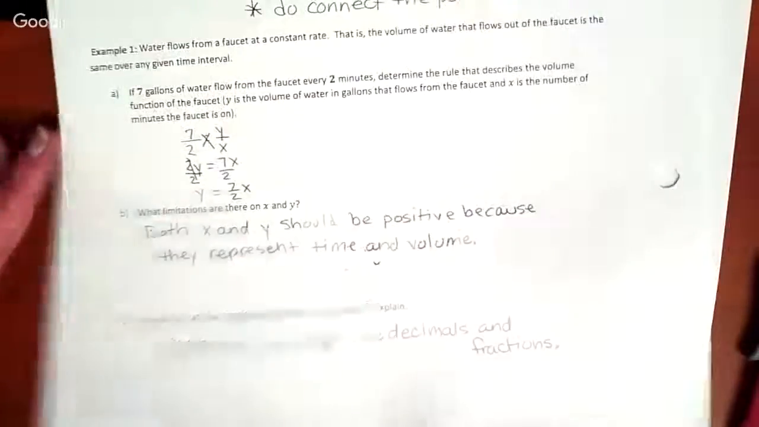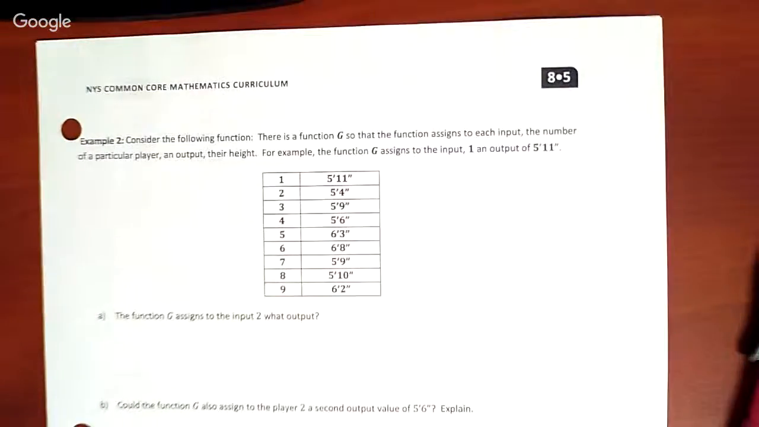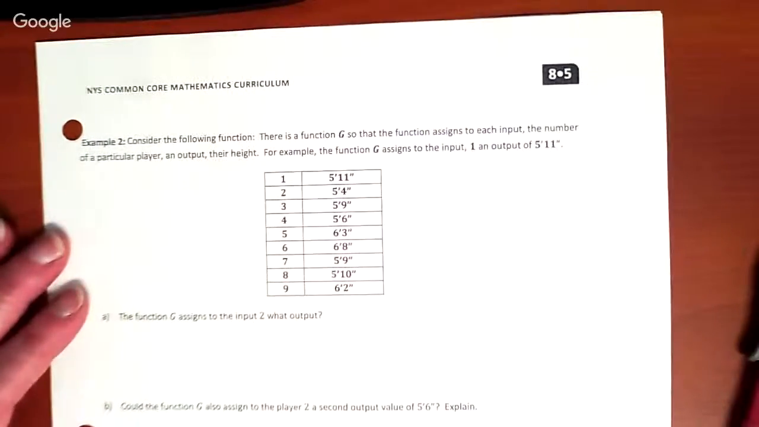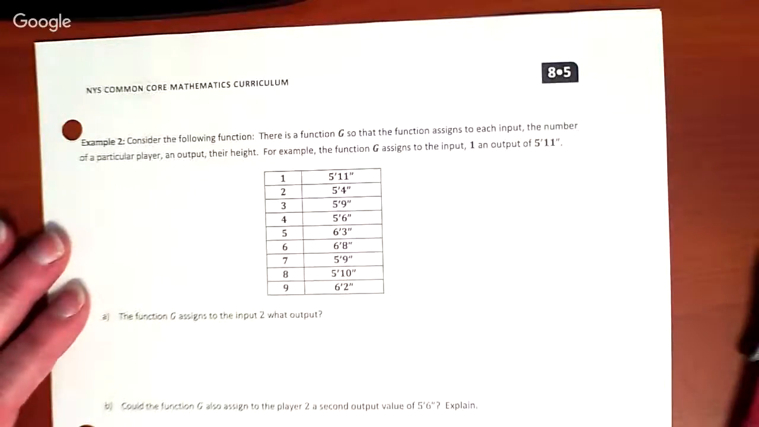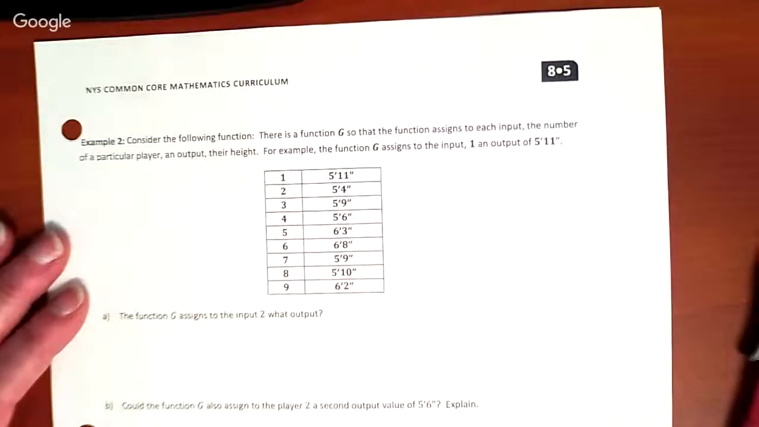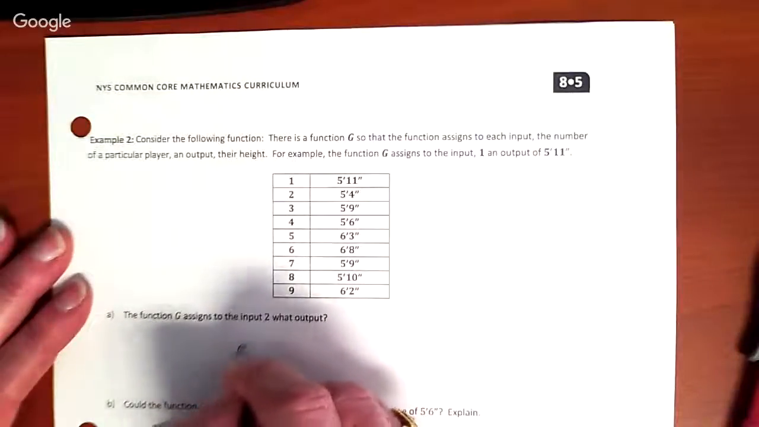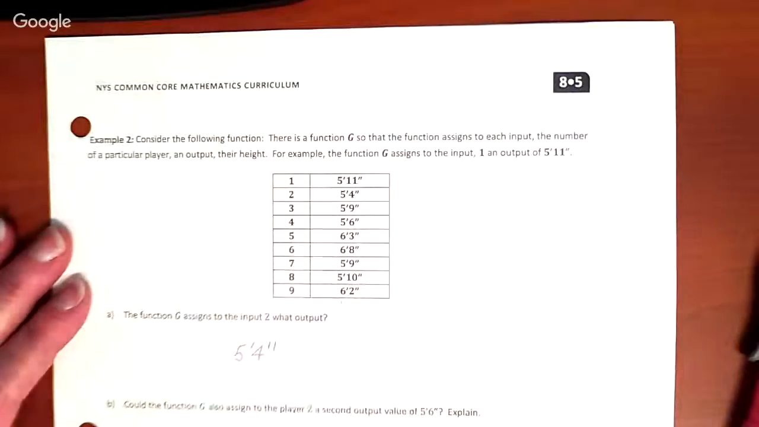So next, consider the following function. There is the function g, so that the function assigns to each input the number of a particular player and output their height. For example, the function g assigns to the input 1 an output of 5 feet 11. The function g assigns to the input 2 what output? 5 feet 4 inches.